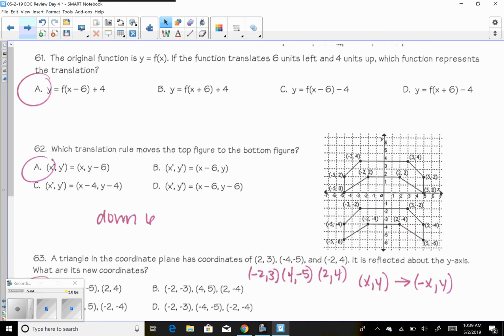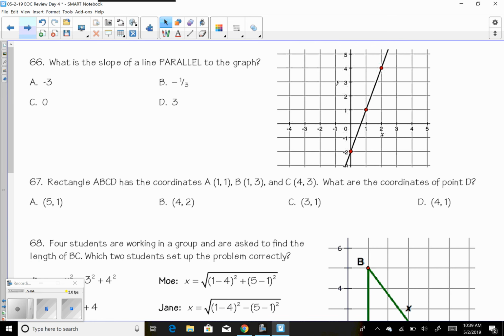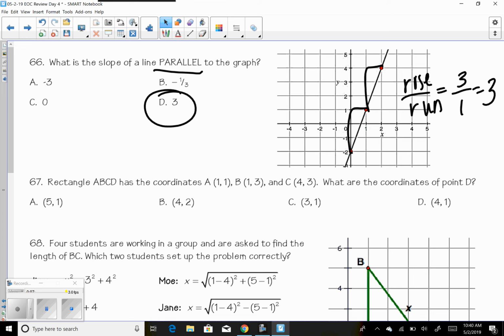All right, so moving on to 66. What is the slope of a line parallel to the graph? So you need to find the slope on the graph. All right, rise over run. We're going up 3, right 1. So 3/1. So we're looking at a slope of 3 of the given line. Well, parallel slopes are the same, so we need a slope of 3 because it needs to be the same.